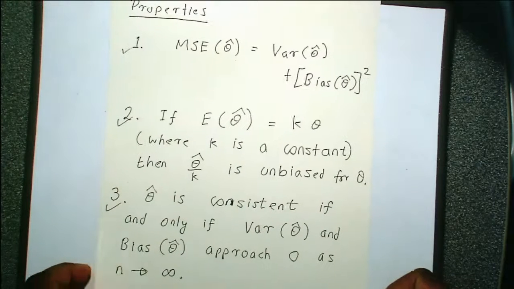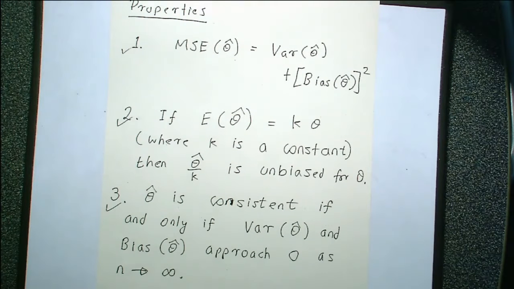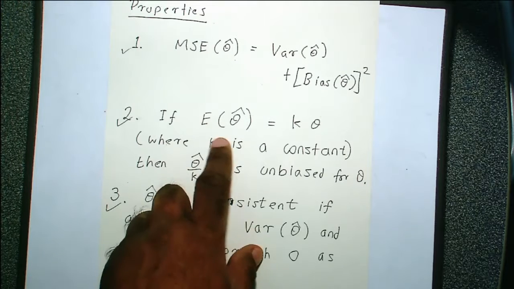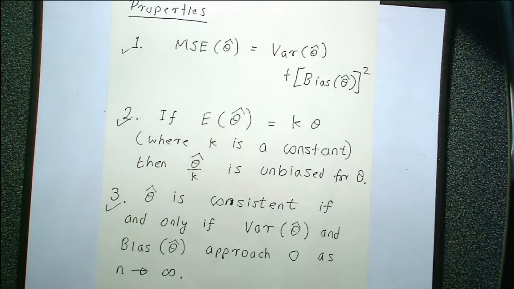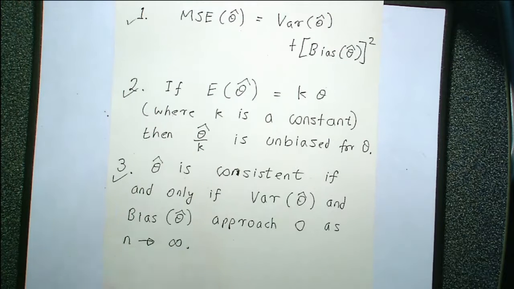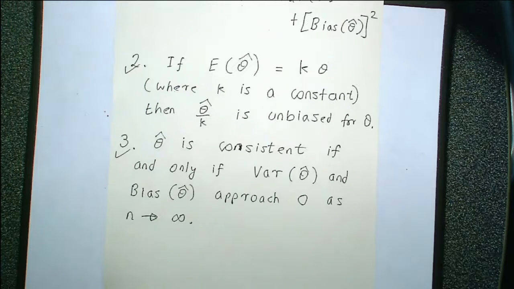And I listed 3 properties. The first property is a decomposition property. It says that the MSE of an estimator can be decomposed as the variance plus the square of the bias. The second property is that if the expectation of theta hat is k times theta, where k is a constant, then theta hat divided by k is an unbiased estimator for theta. And the third property is that theta hat is a consistent estimator if and only if the variance and the bias approach 0 as n approaches infinity.